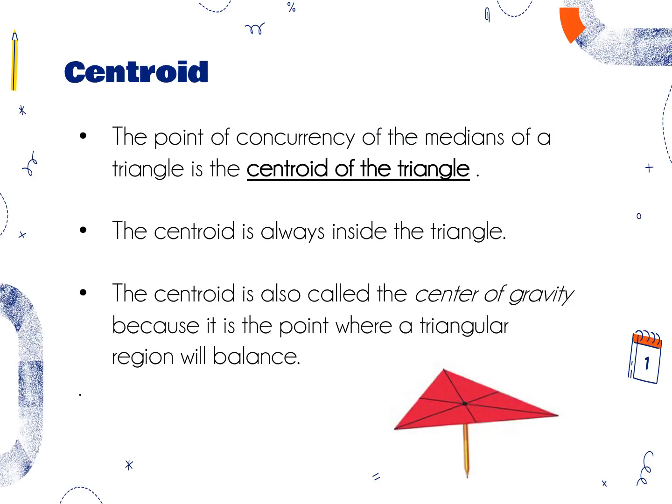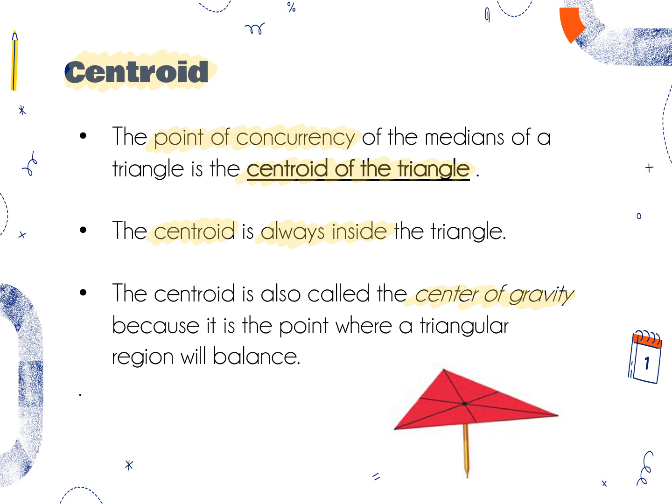Now we're going to go to the word centroid. Again, another vocabulary word. The point of concurrency of the medians is called the centroid of the triangle. So back in that other slide, that point of concurrency was called the centroid. And again, the centroid, much like the incenter, is always inside the triangle. The centroid is also called another name: the center of gravity. It's called that because it's the point where a triangle region will balance.